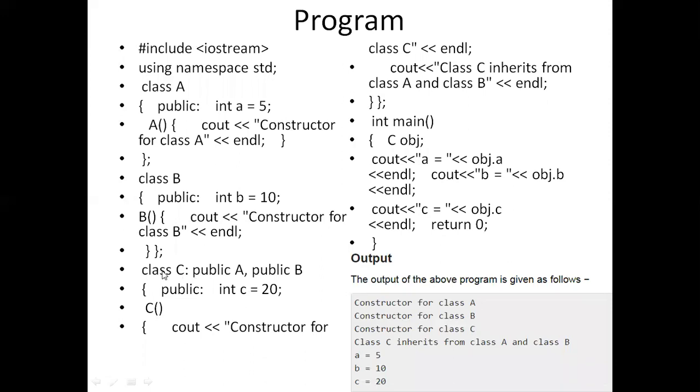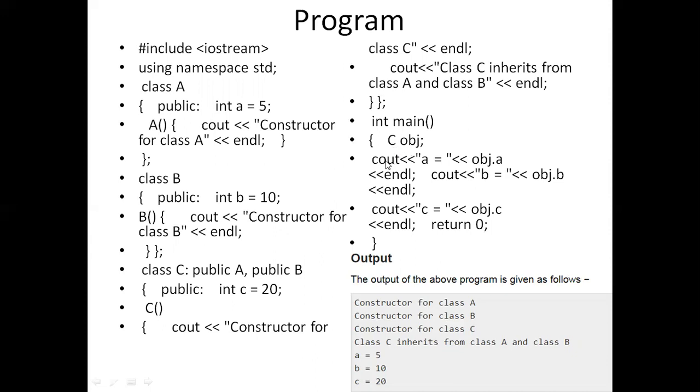And then here class C inherits two classes, public A and public B. And then here is the data member c equal to 20. The constructor of the C class is C. And one more thing is mentioned here: that class C inherits from class A and B. This is an additional output line that the programmer added here. Okay, and we change it to void main. Here it is int main, so we have to mention return 0 at the end.